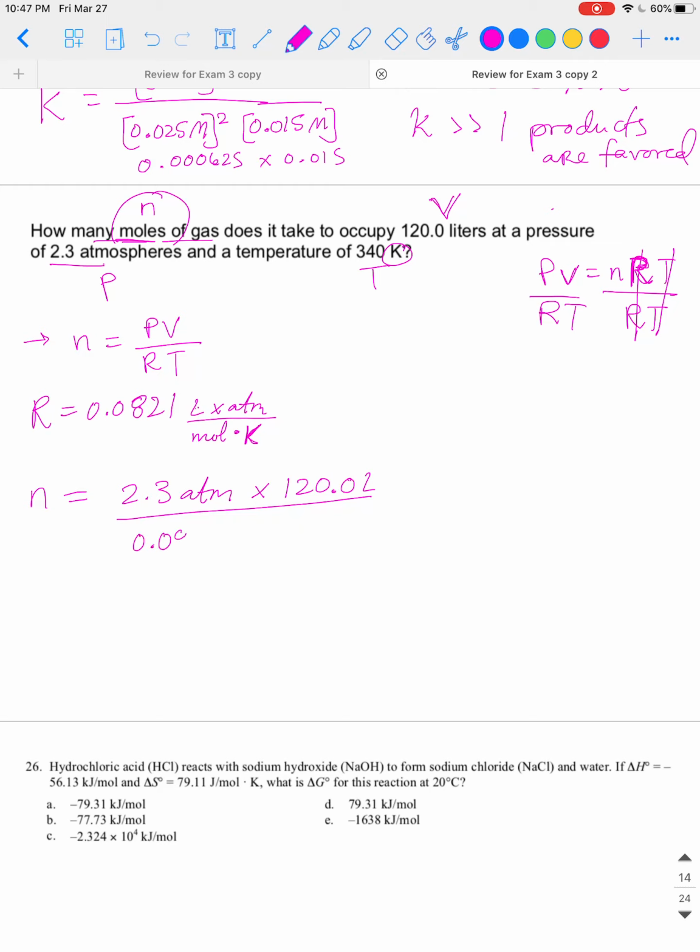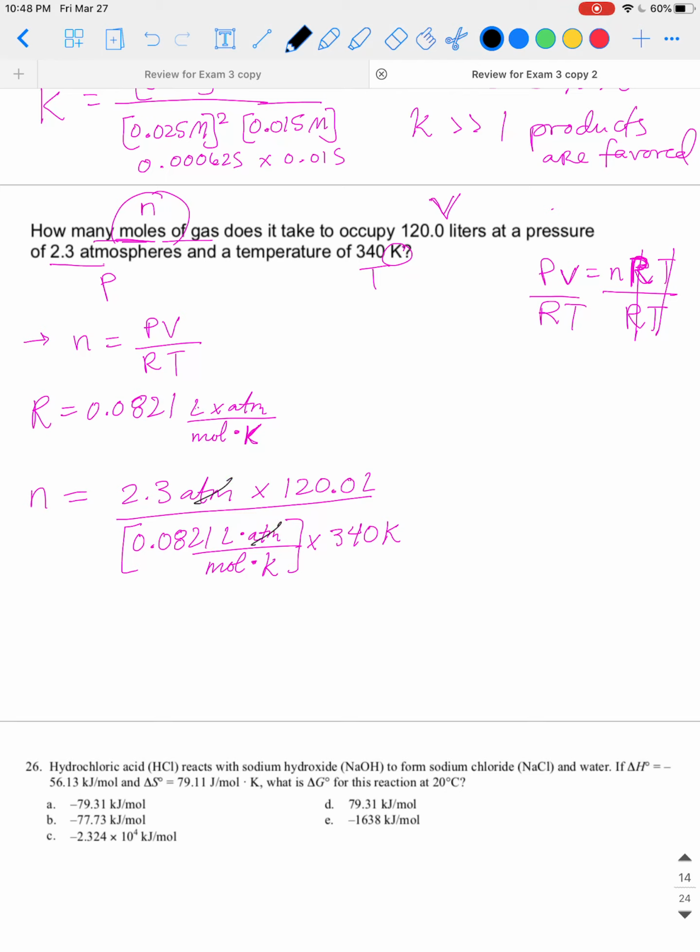And then R is 0.0821. Do write in all the units. Don't get lazy here. Liters times atm over moles times Kelvin. And then all that, put that in brackets if you want, times the temperature, 340 Kelvin.